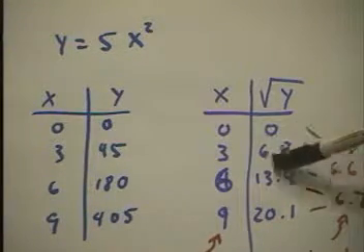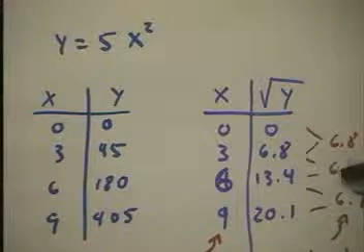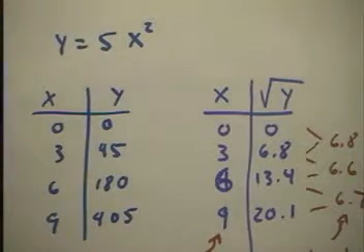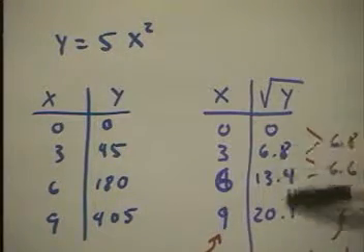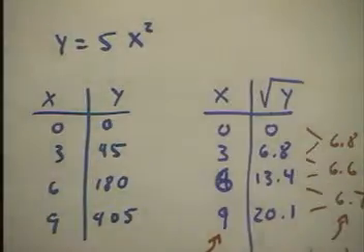But we see that the differences of these numbers are indeed constant. Difference here is 6.8, 6.6, 6.7. To the nearest tenth, these are all the same number, so it seems that we have indeed linearized these functions.